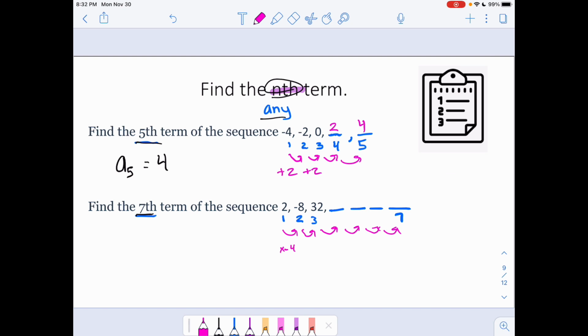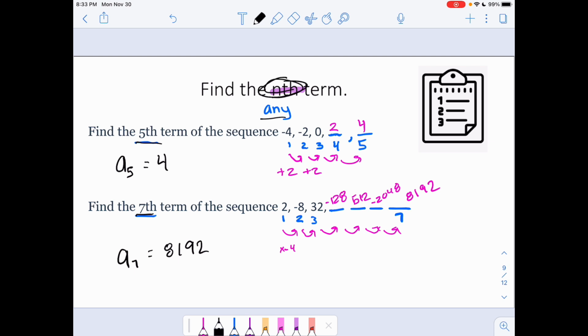If we multiply 32 by -4, we get -128. Multiply by -4 again, we get 512. By -4 again, we get -2048. Multiply by -4 one last time to see that our seventh number is 8,192. So our seventh number, a sub n, equals 8,192.